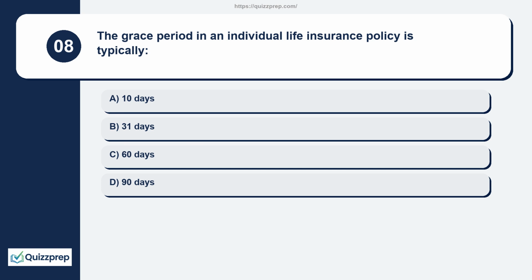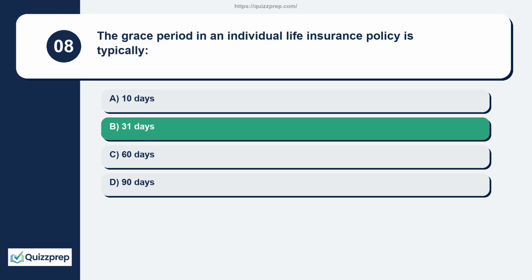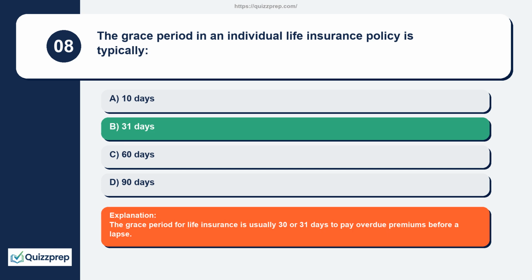Question 8. The grace period in an individual life insurance policy is typically 10 days, 31 days, 60 days, 90 days. The grace period for life insurance is usually 30 or 31 days to pay overdue premiums before a lapse.